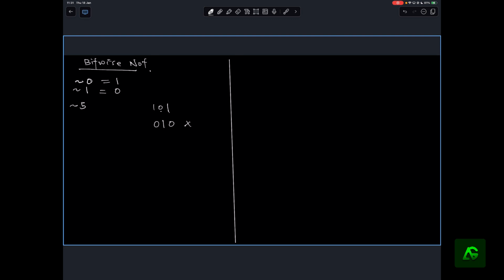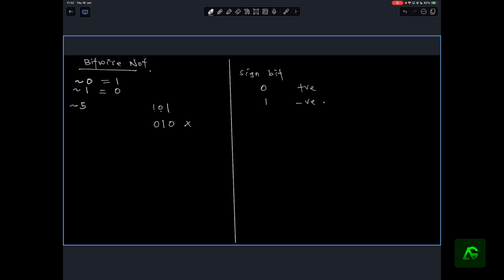So there are two complements being used here: first complement and second complement. And there's another thing we call the sign bit. For the sign bit, if we have 0, it means it is positive. If we have 1, it means it is negative. That is for the sign bit.